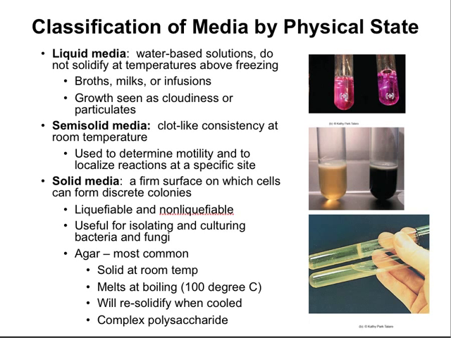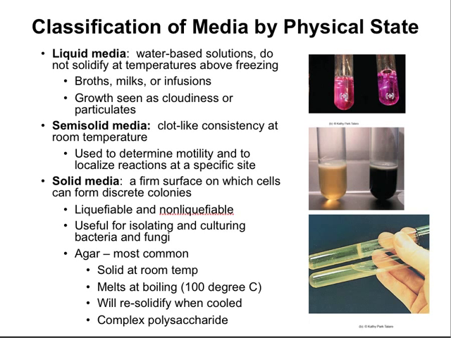The third type of physical state is solid media. It's a firm surface on which cells can form discrete colonies, such as we saw in the petri dishes of agar above. Some of this solid media can be liquefiable and some non-liquefiable. This type of media is useful for isolating and culturing bacteria and fungi.